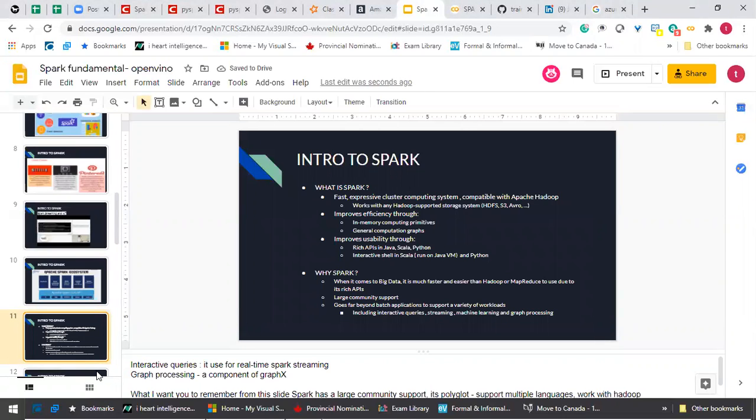Okay, I think I have been going through most of the information about Spark already, so you can reread it here. Basically, why Spark? It's a fast, expressive cluster computing system. It improves efficiency through in-memory computing and a general computation graph. It supports wonderful API libraries, and it has large community support as well.